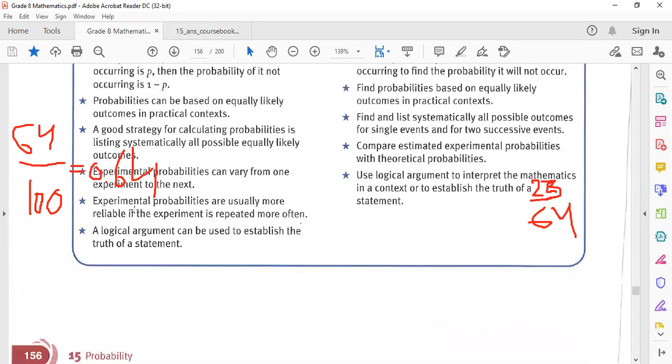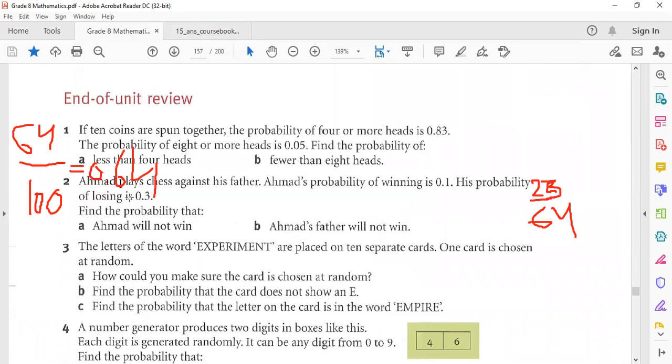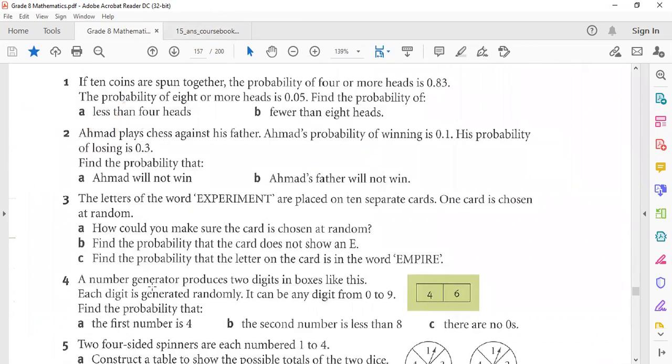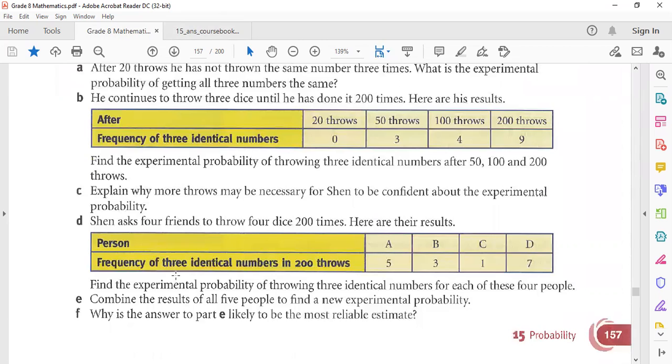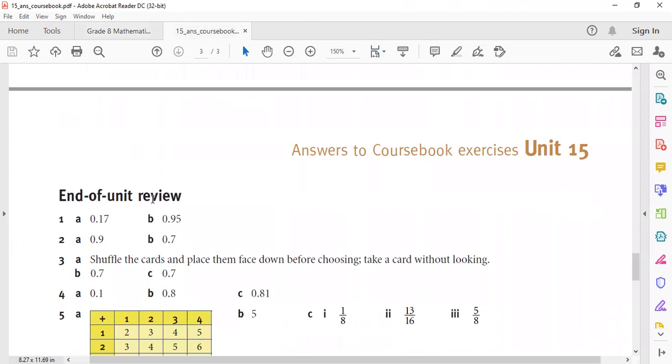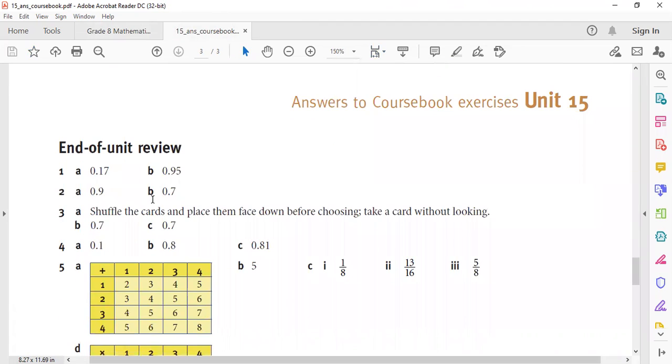So let's come to the next part. That is the end of unit review. End of unit review. It's same as it is. Okay. So there is no difference. You just check it all. And let me show you their answers as well. Here you can see their answers of the end of unit review. So you try to do it.